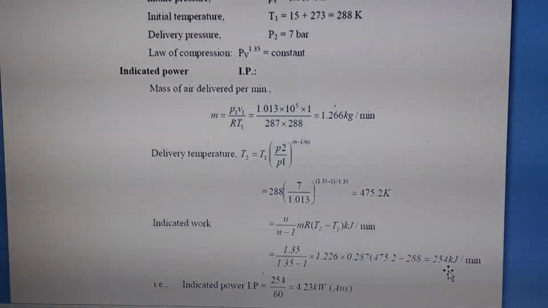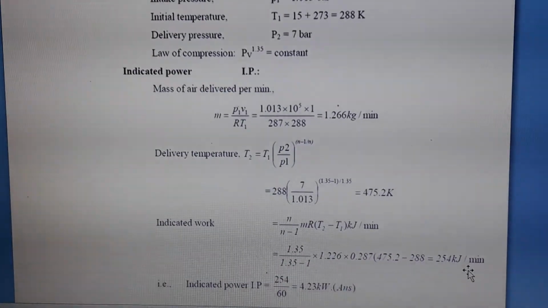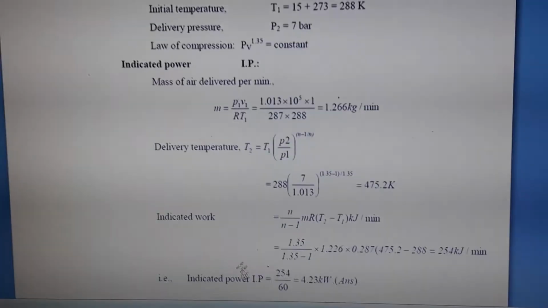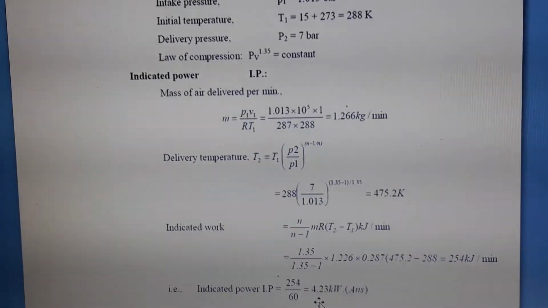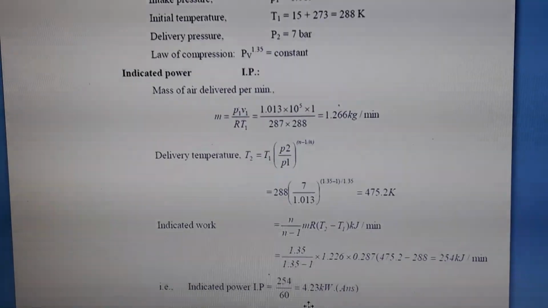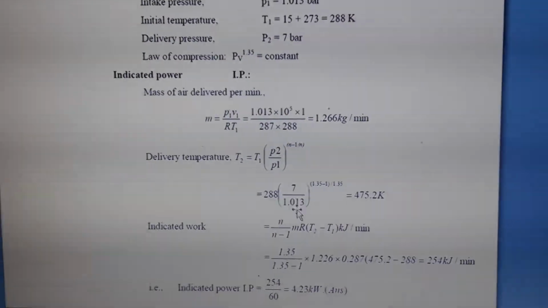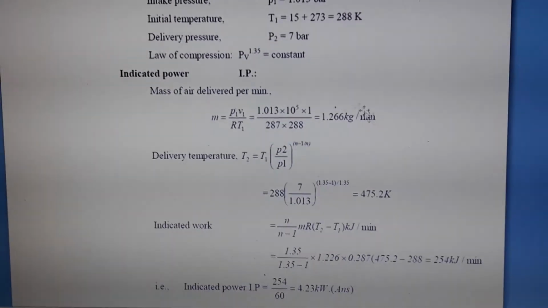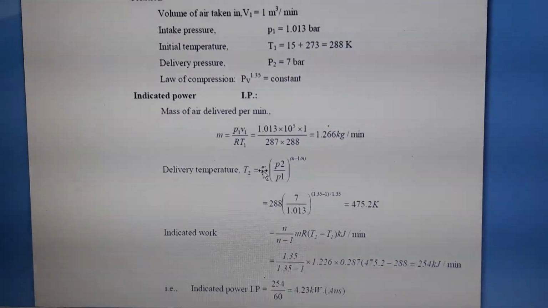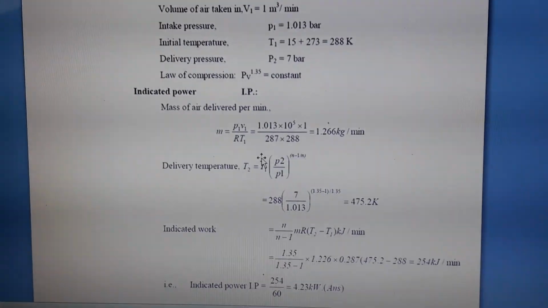Again the power is given in kilojoule per minute. So when you convert the minute into seconds, the power is written in kilowatt. So it is 4.23 kilowatt. So that is the indicated power required for this compressor. So this is our first numerical. Similar numericals we have to practice in the next lecture.